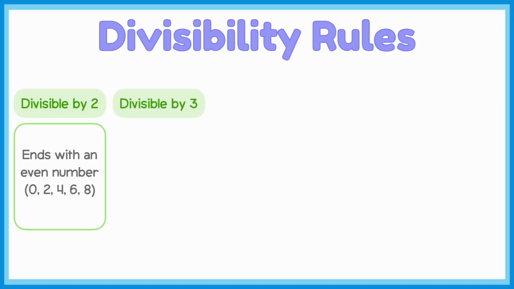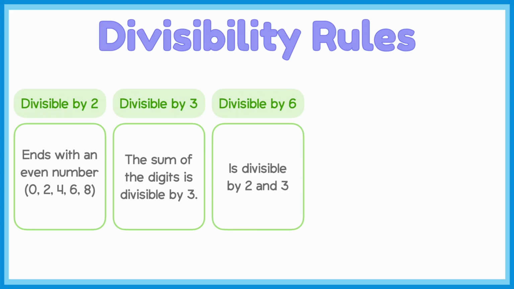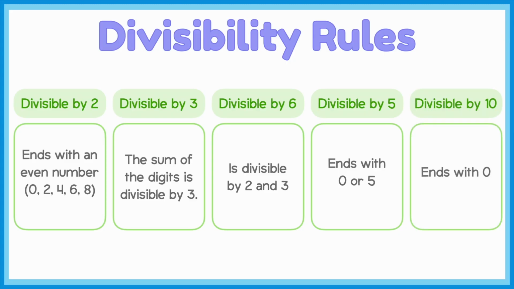A number is divisible by 3 when the sum of the digits is divisible by 3. A number is divisible by 6 if it is divisible by 2 and 3. A number is divisible by 5 when it ends with 0 or 5. And a number is divisible by 10 when it ends with a 0. These divisibility rules help us find some of the possible ways a number can be divided evenly.